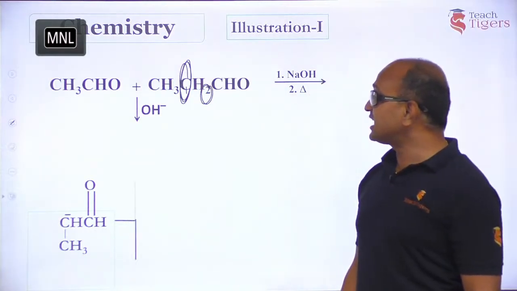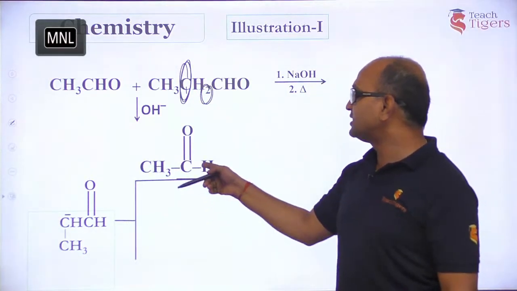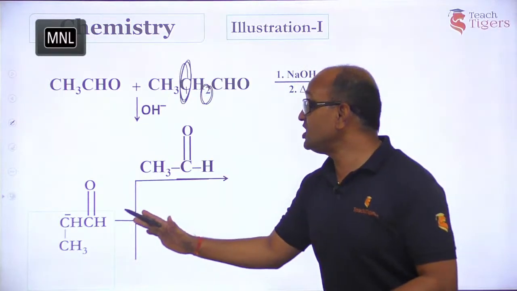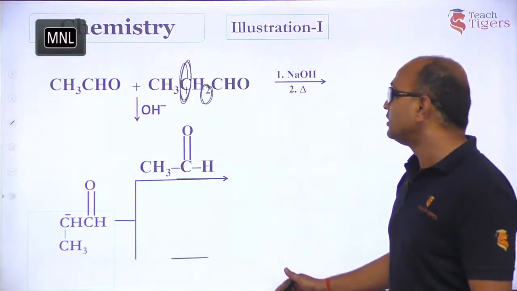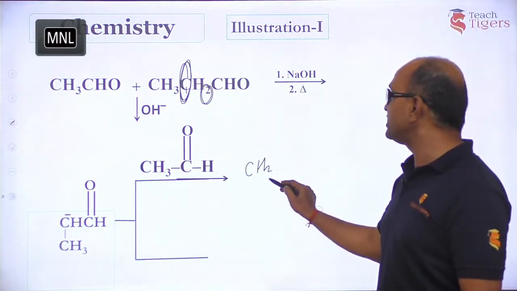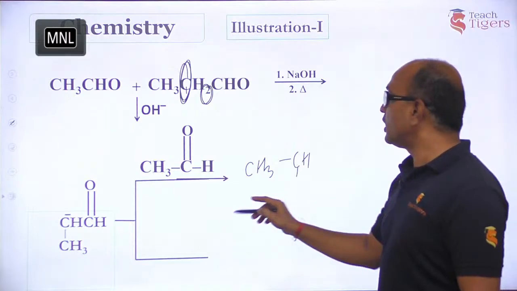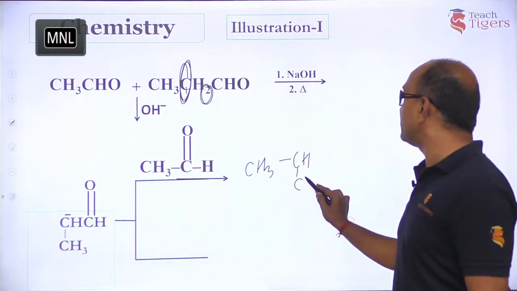Now this can attack like your acetaldehyde, which is a different aldehyde. So you are going to get a crossed aldol. What are you going to get? This is CH3, CH. You also have a C double bond OH. I am writing this here.